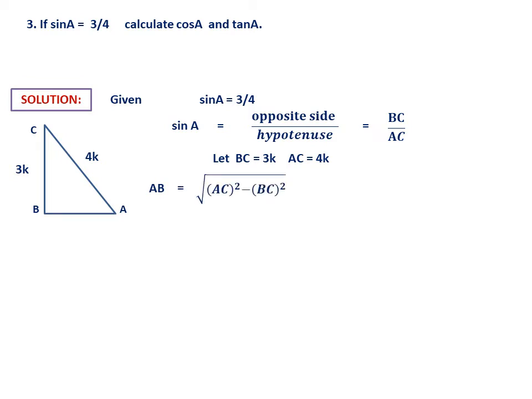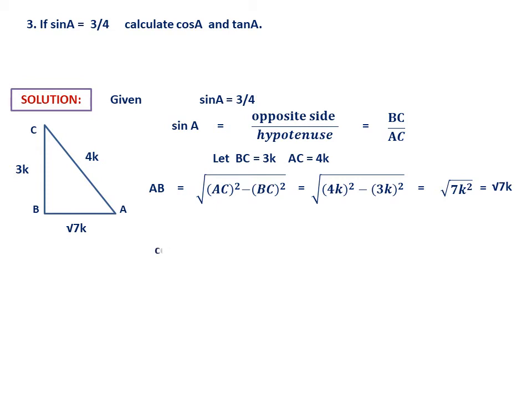Using the Pythagoras theorem, we can find AB equal to the square root of hypotenuse AC square minus the other side BC square. So, substitute, you get 4K square minus 3K square. So, that will be equal to 4 square is 16, 3 square is 9, 16 minus 9 is 7. So, root 7K it is actually. Therefore, now write, BA equal to root 7K.